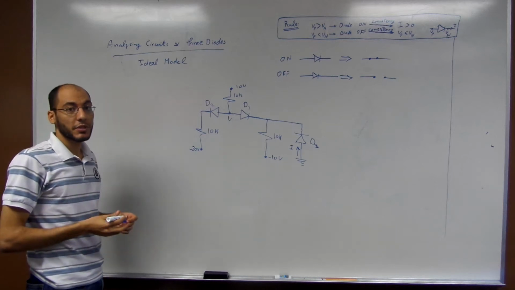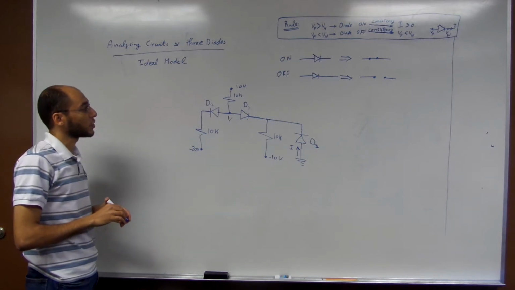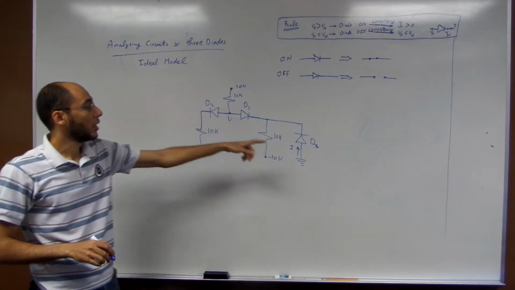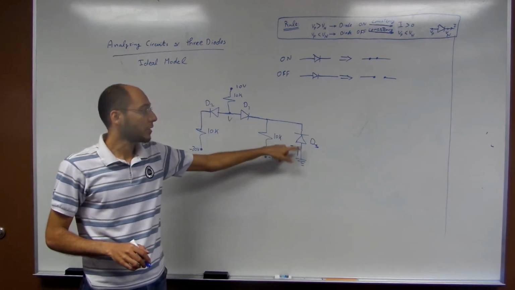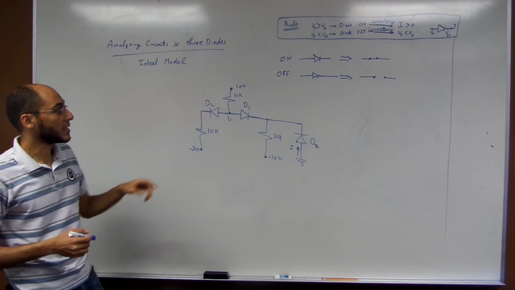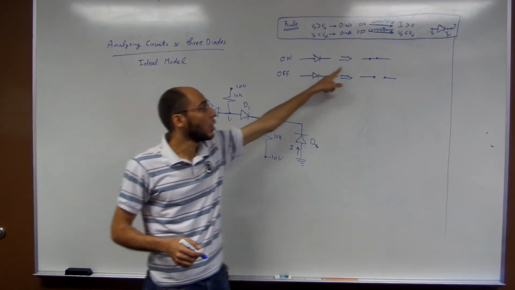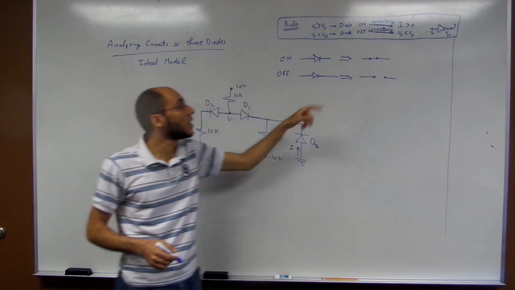Okay, hello everyone. So in this video I'm going to solve a challenging problem which has three diodes. And what is required is to find the value of the V at this node and the value of the I in this branch, assuming that the diodes are ideal, which means that a diode is to be replaced with a short circuit if it is on and with an open circuit if it is off.